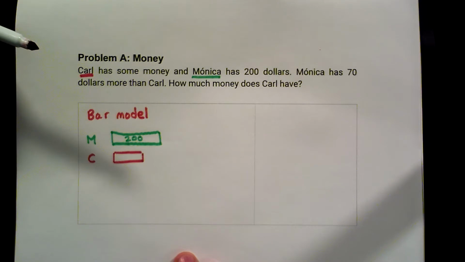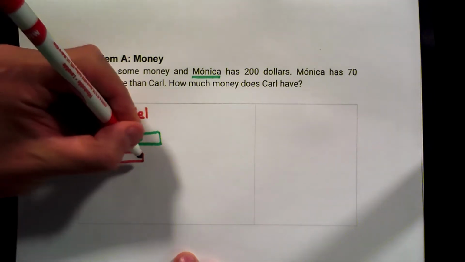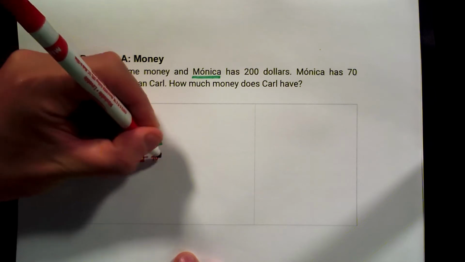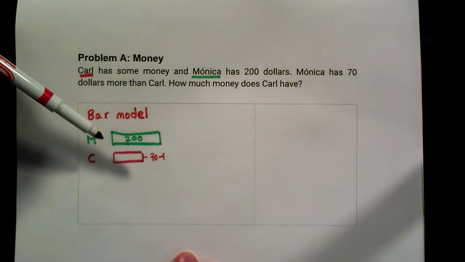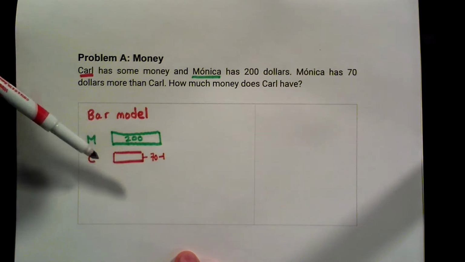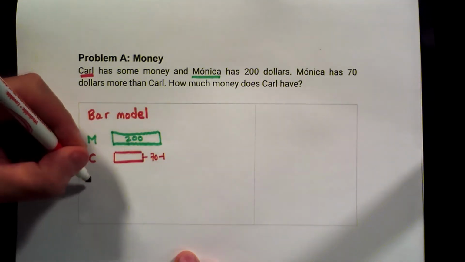So let's read it again. Monica has $70 more. So the key is the more. And so in bar modeling, what we do is we count this difference. So we put a little 70 here, and here's our model. So what we have is two quantities. One is 200, and the other we don't know, but it's 70 less because the other is 70 more. So now it's evident that we should subtract.